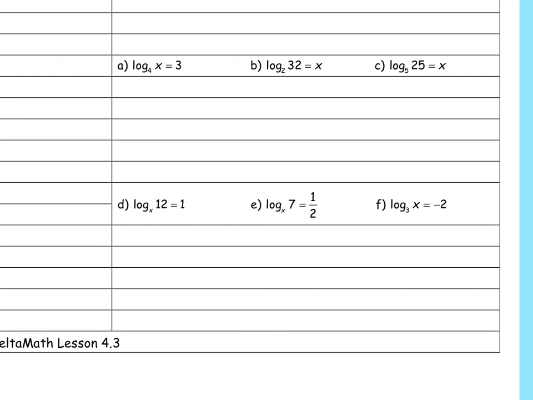So this first one would be 4 to the 3rd power equals x. So if I'm going to solve that, x equals 64. The second one says 2 to the x power equals 32. And we kind of already talked about that. But x equals 5. When we did 2 to what power equals 32? Same thing. So the third one, C, says 5 to the x power equals 25. So 5 to what power equals 25? Well, that should be squared.